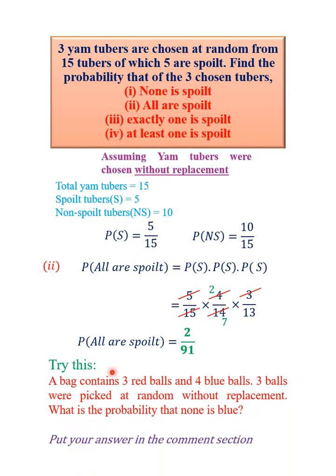In the meantime, please try this. A bag contains 3 red balls and 4 blue balls. 3 balls were picked at random without replacement. What is the probability that none is blue?